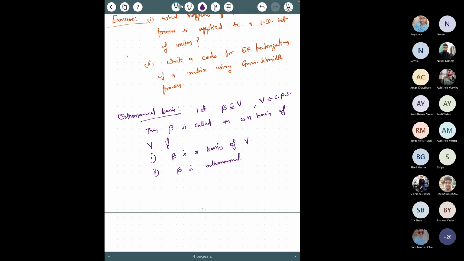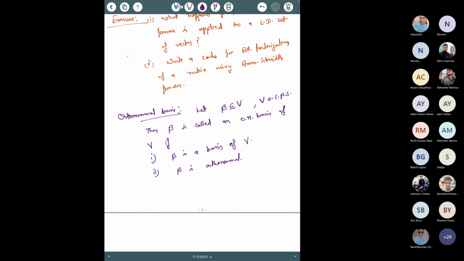Now the same question we can ask: whether every inner product space also has an orthonormal basis. What is your guess? You think that it will also have? Yes, sir. Okay, so let us see.